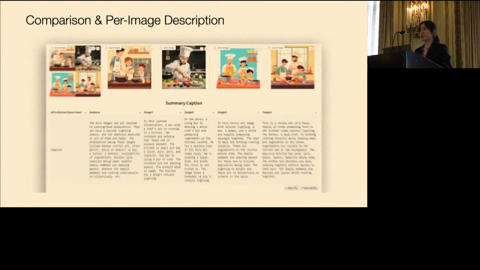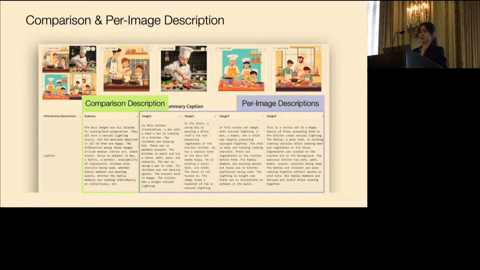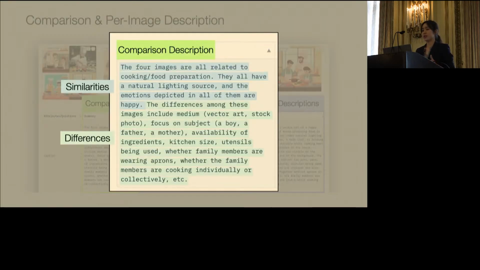Finally, all of this information is summarized into a comparison description that summarizes the similarities and differences between images, and per image description that provides detailed caption for each image. Here, images were all related to cooking with positive emotion, while they all showed different ingredients and utensils used.